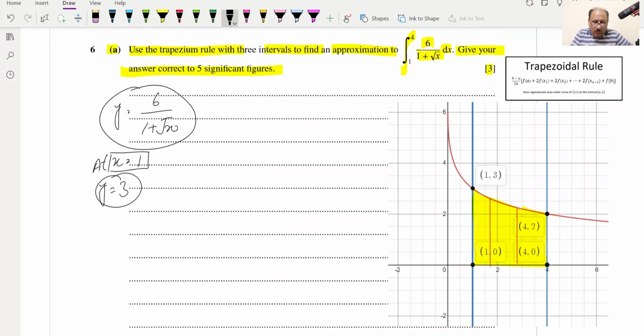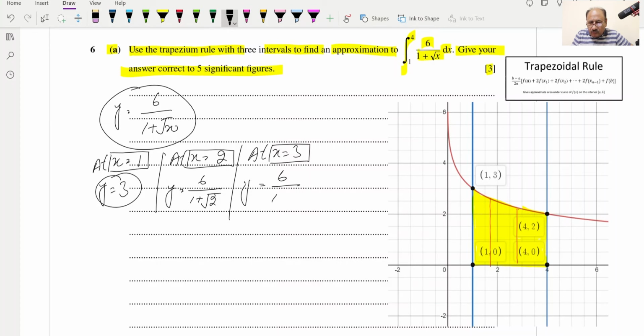Hopefully you understood this. Now at x equal to 2, what will be the situation? We'll be finding this value. This will be y equal to 6 over 1 plus root 2, this will be the value. Now at x equal to 3, we can rewrite this as y equal to 6 over 1 plus root 3. And then next one will be at x equal to 4. Y will be equal to 6 over 1 plus root 4, which will be 2, so 1 plus 2 will be 3, so 6 over 3 will be 2, so we can write y equal to 2.